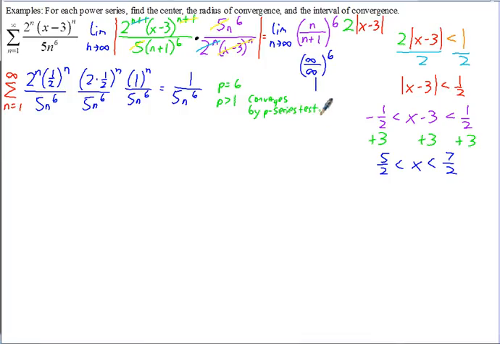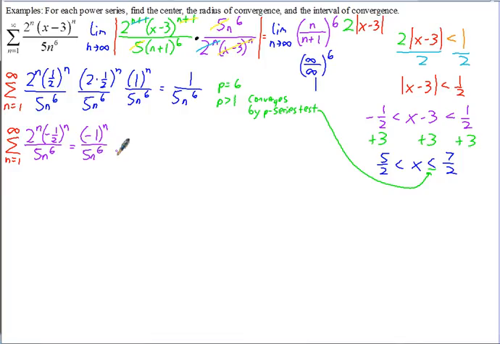So it's 7 over 2. And then let's try 5 over 2, see what happens when we substitute that in for x, to see if it converges or not. So we'll have 2 to the n. Now 5 over 2 minus 3 is 5 over 2 minus 6 over 2, which is negative 1 over 2. So this time when you multiply those together, 2 times negative 1/2, since they're both raised to the n, would be negative 1 to the n over 5n to the 6th.